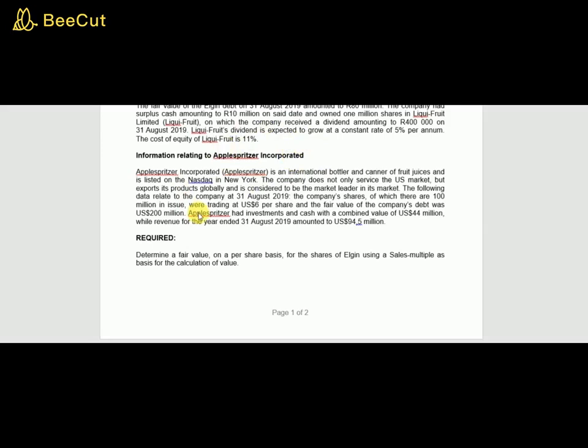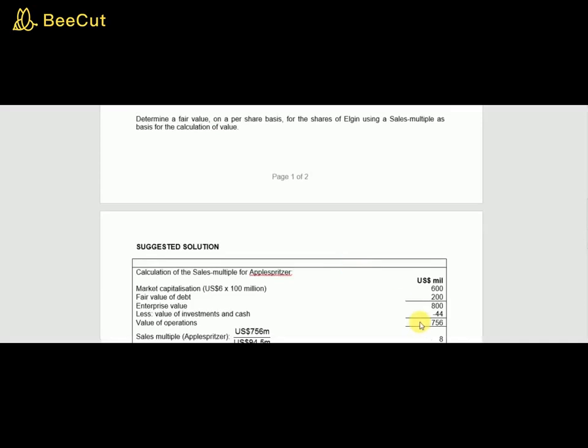So we need to get firstly the market value of Apple Spritzer. To determine the market value of the entity, it consists of both equity and debt. The equity component is going to be my 1 million shares in issue multiplied by the $6 per share. And to add that, we need to add the 200 million. And that gets me to an enterprise value of 400 million.